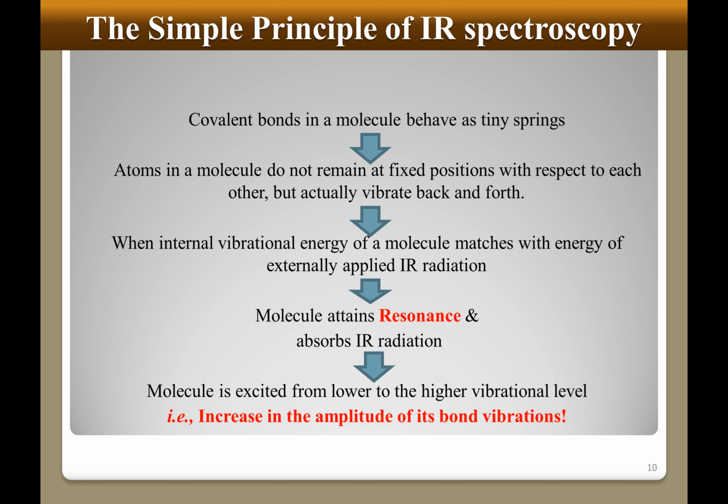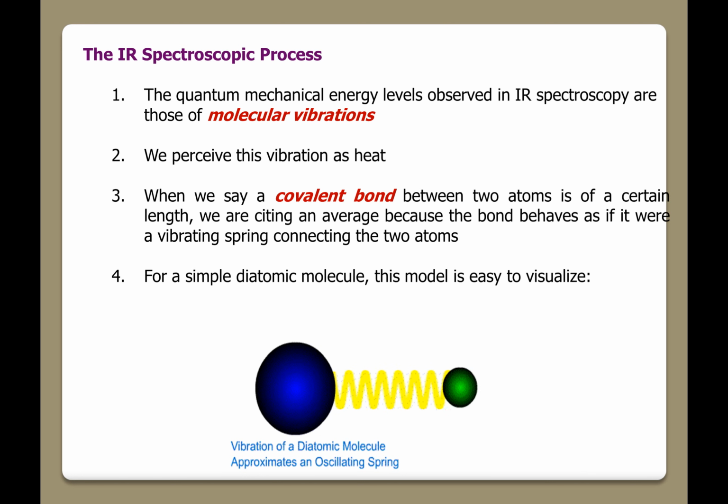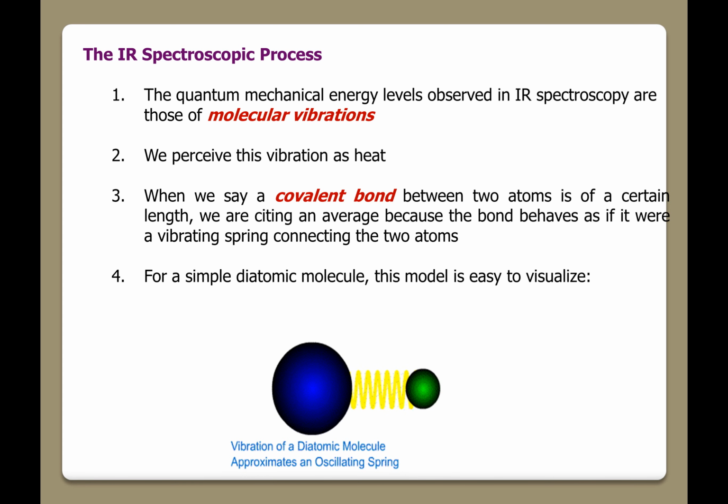And after absorbing this IR radiation, the molecule gets excited from the ground or lower level to a higher vibrational level, and this leads to an increase in the amplitude of its regular bond vibrations to slightly higher ones, and this is recorded in the form of a spectrum. In the spectroscopic process, the quantum mechanical energy levels observed in IR spectroscopy are those of molecular vibrations, and we perceive this vibration as heat.